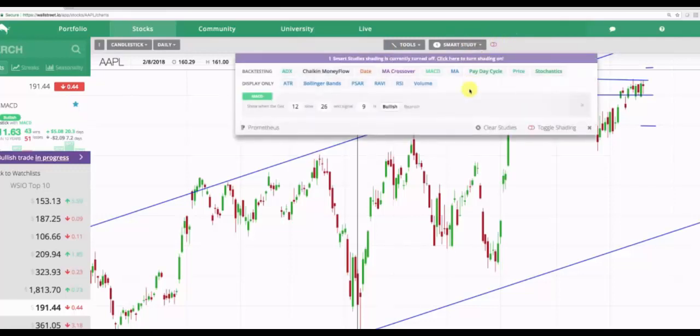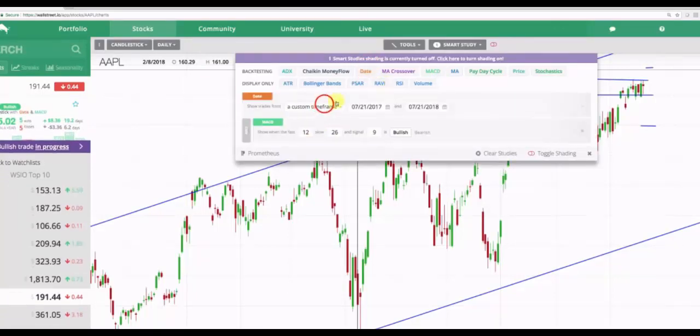Okay, so I'm going to go ahead and open up Smart Studies. The Wall Street IO team and I have built Smart Studies to allow people to backtest basically any indicator that they put on their chart, or at least the most popular ones. So why don't we go ahead and start with the MACD. And because the MACD is a longer indicator, we're going to use a 3-year period for that.